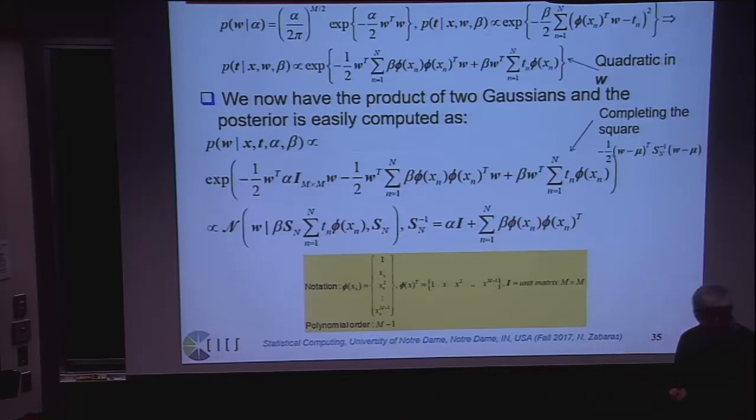But as I mentioned, we don't really care about W. It's sort of an intermediate step. That's not the end of the story. It's like, what do I do with W? Well, here's what we do with W.